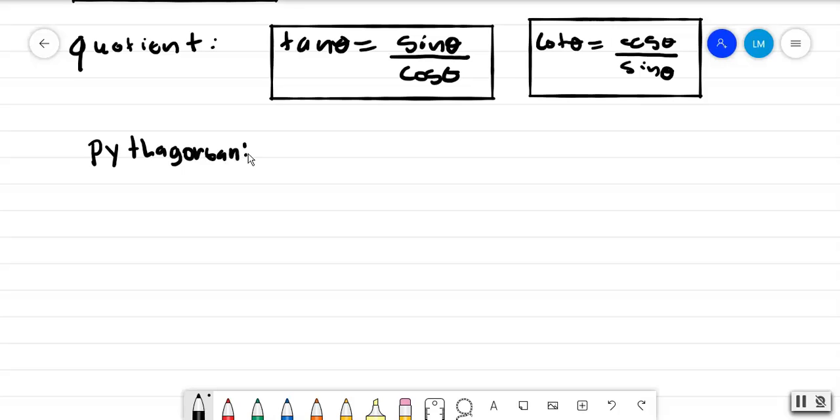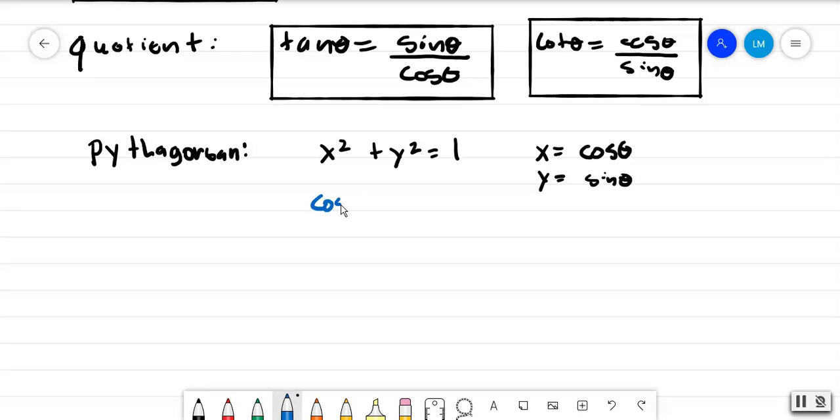Now, usually we use the term fundamental identity, but it's really the same thing. So recall how we have x squared plus y squared equals 1. Now, for example, if I say that x is equal to cosine of theta and y is equal to sine of theta, and I substitute into this equation, I get cosine squared theta plus sine squared theta is equal to 1.